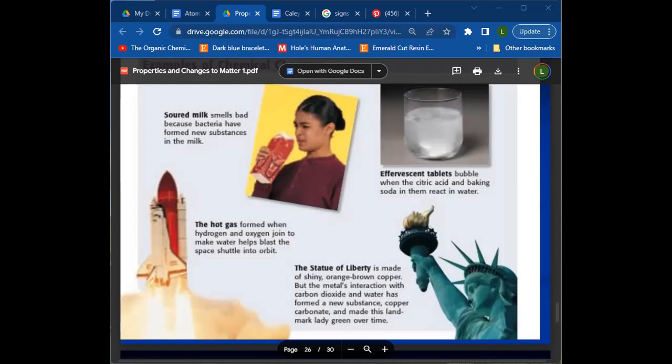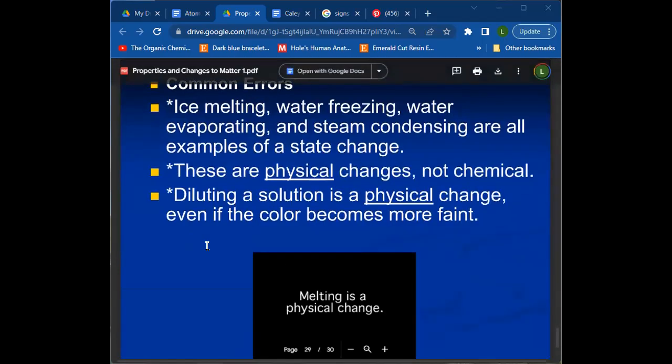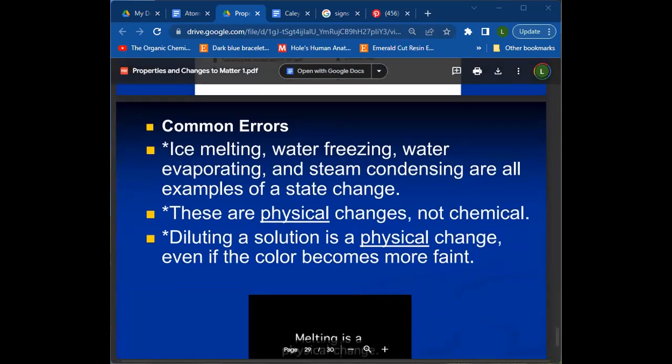Okay, now common errors. Ice melting, water freezing, water evaporating, and then steam condensing are all examples of a state change. These are all physical changes and not chemical.